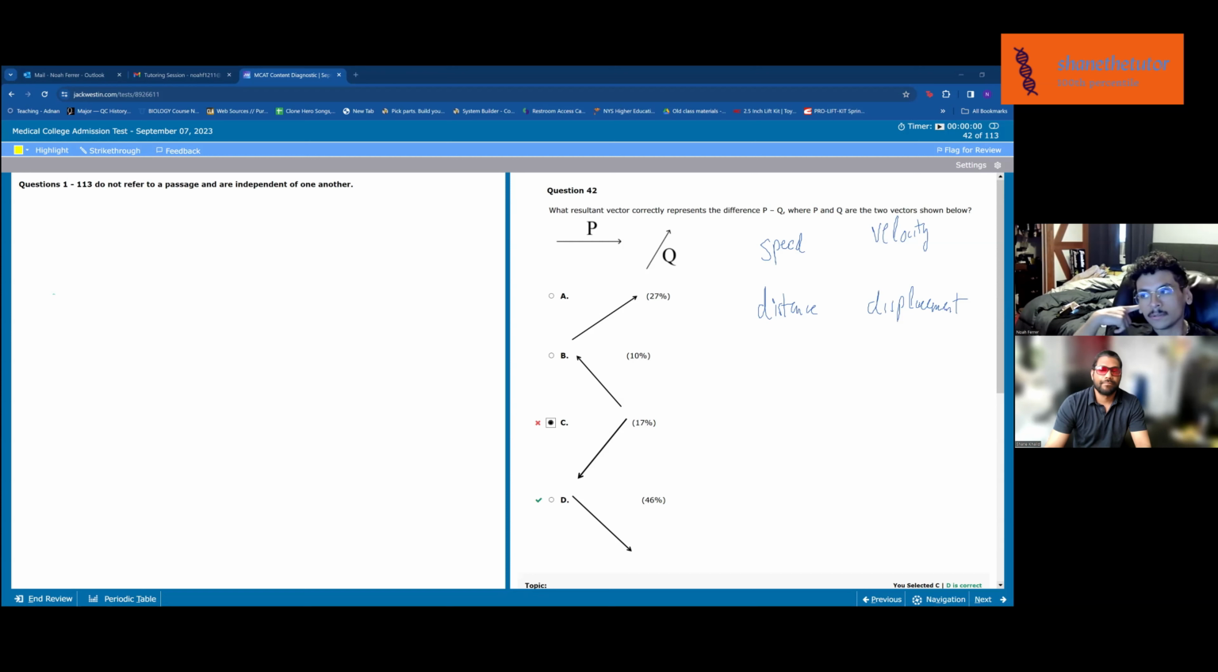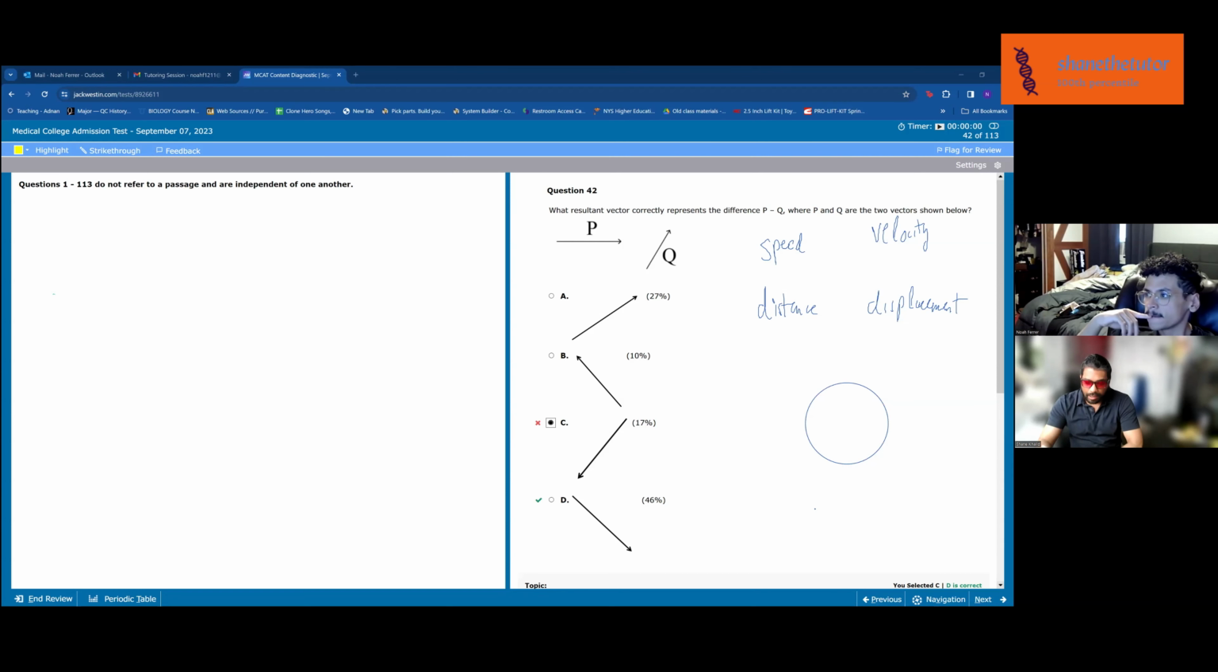Okay, so isn't velocity supposed to be the speed of a certain object, how fast a certain object can move itself? How would that be different from speed?